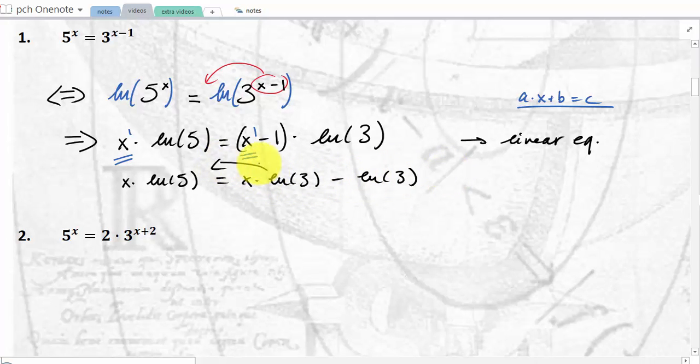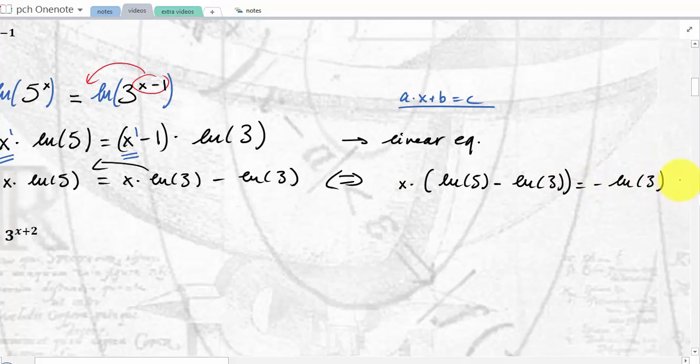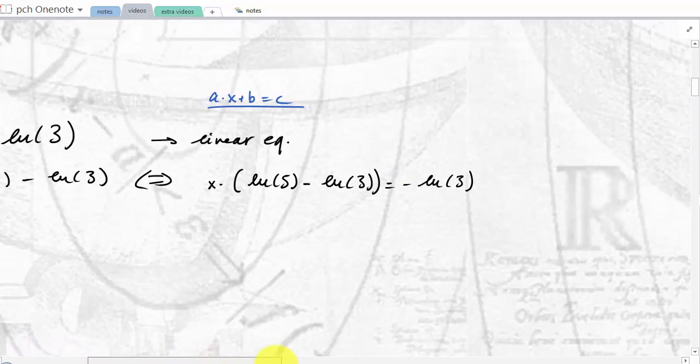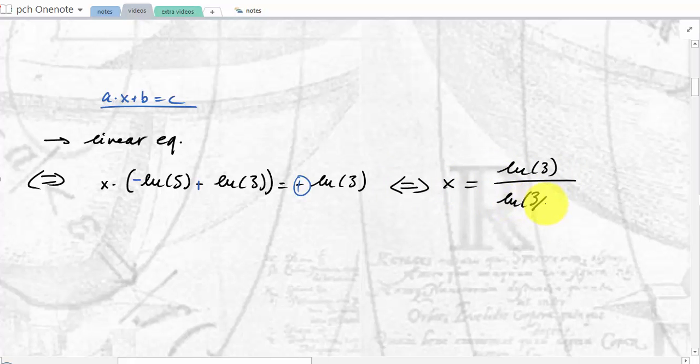I'm going to move that there, and at the same time factor my x's. So it's x times what? ln 5 minus ln 3 equals what's left on this side? Negative ln 3. Let's do a quick manipulation. I'm going to multiply both sides by negative 1 to get rid of that. The minus will be here, the plus will be here, and ln 3 minus ln 5 is ln of 3/5. So x equals ln 3 divided by ln of 3/5.